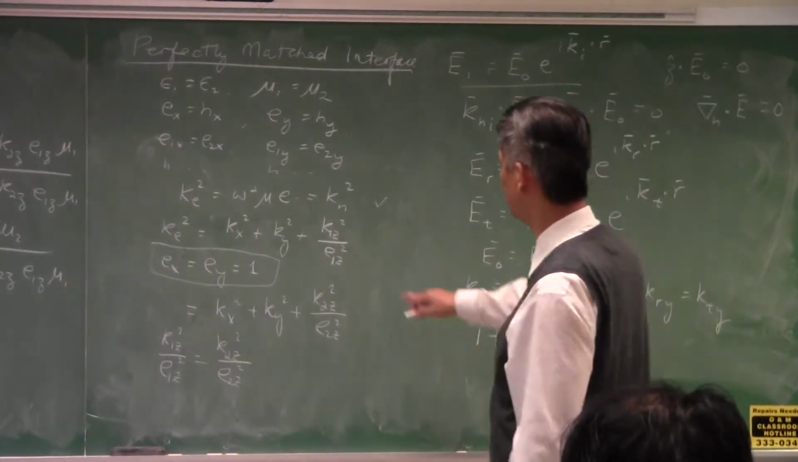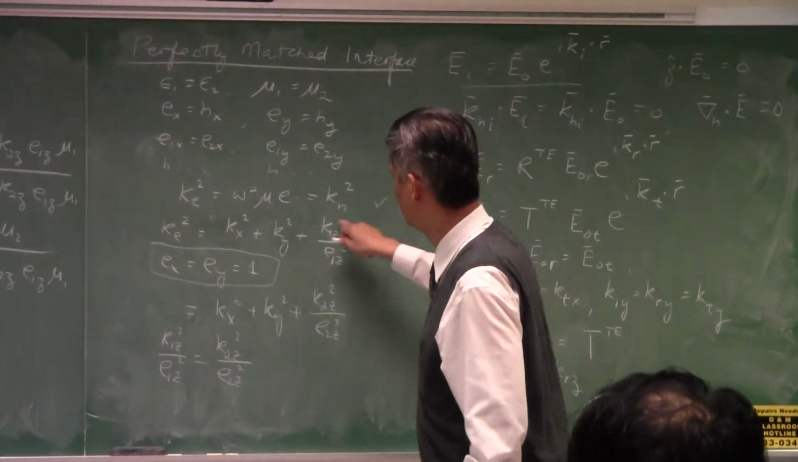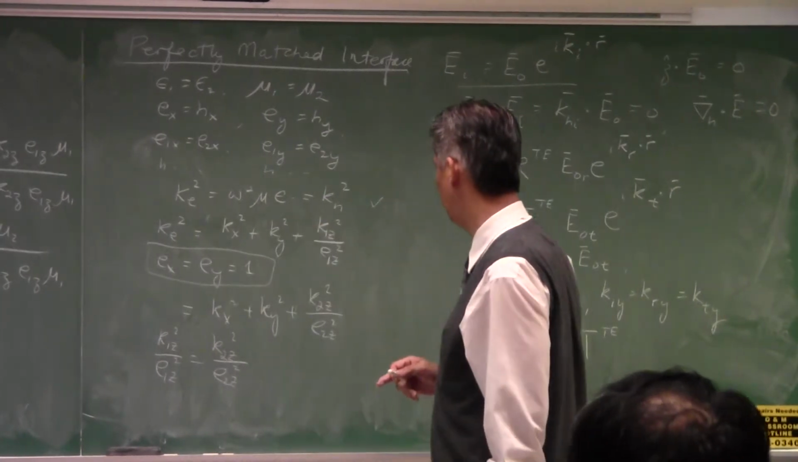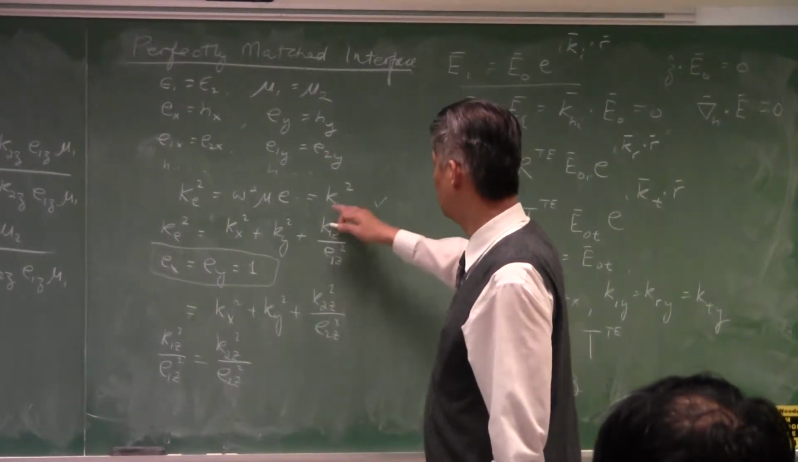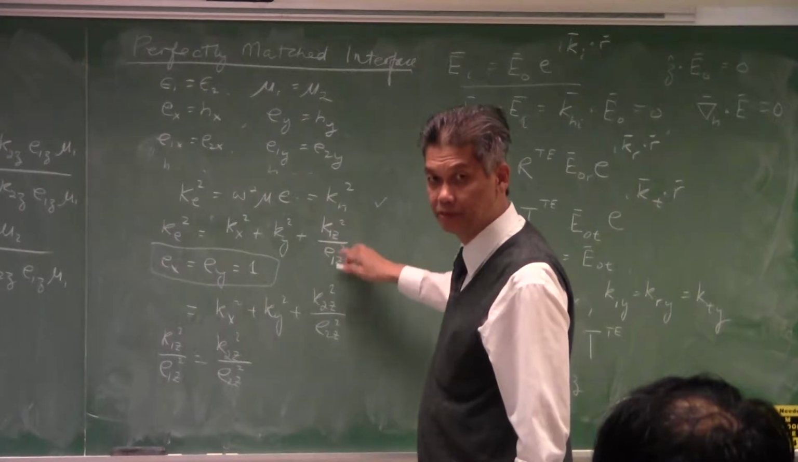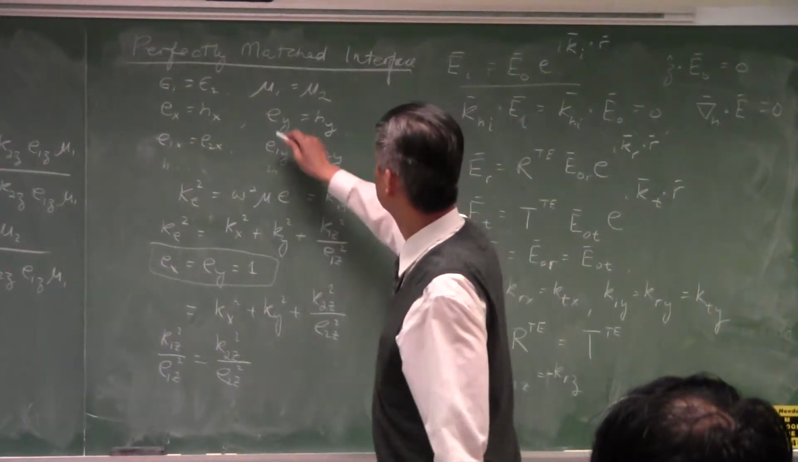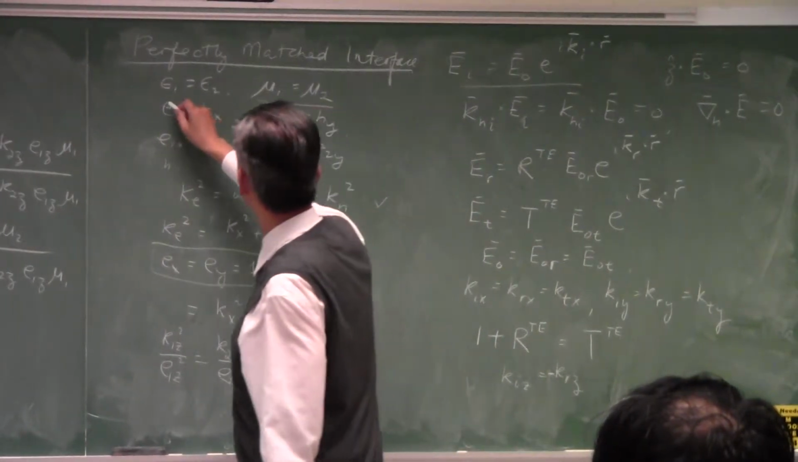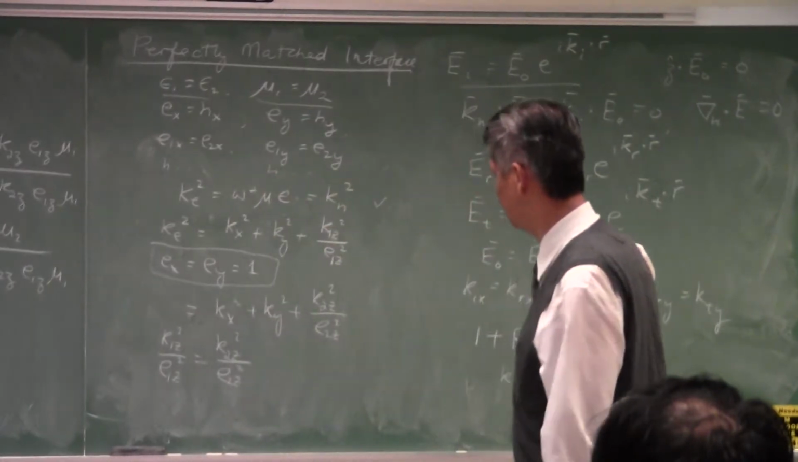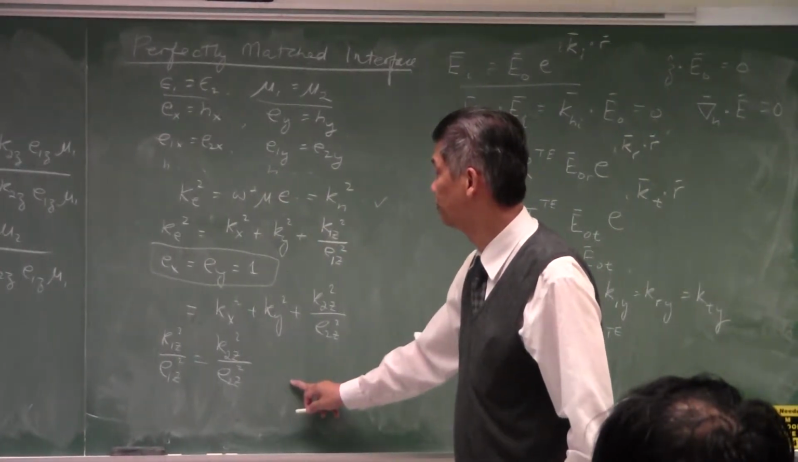I have this dispersion relationship that I have proved, which is true for Ke and Kh. Okay, and it's true for both regions. It's true for both regions because, since I assume that mu1 is equal to mu2 and epsilon 1 equals epsilon 2, I must have this relationship.